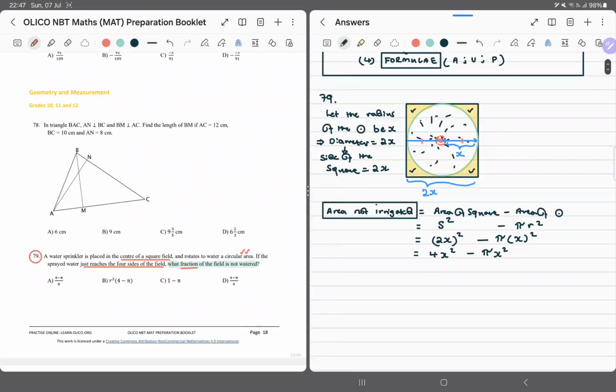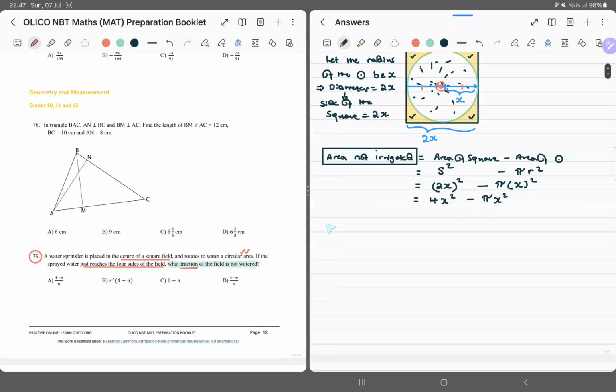So what is our next move? We then want the fraction. We can say here then, fraction not irrigated is going to be this area, 4x squared minus pi x squared divided by the total surface area, which is this one of the square. Remember, this is the total surface area that we are dealing with here. So that's what we are dealing with. So this is going to be essentially 4x squared.